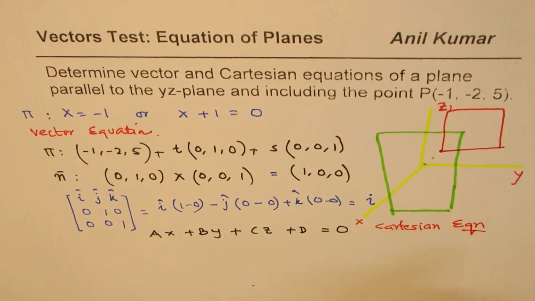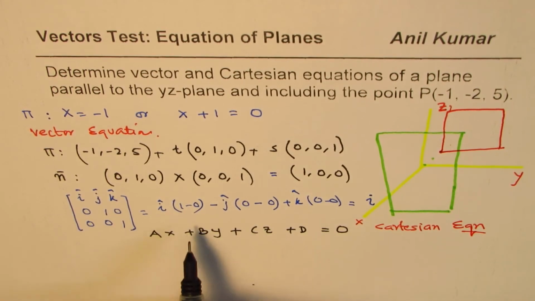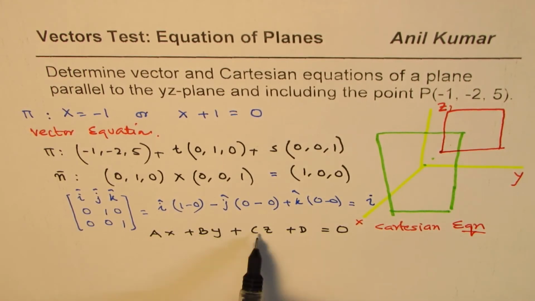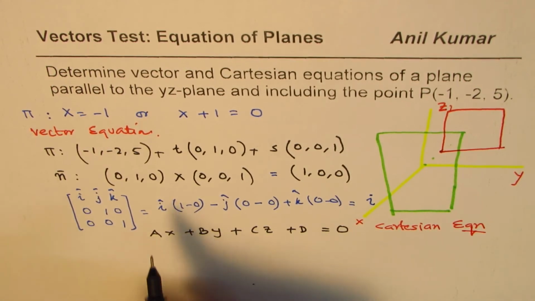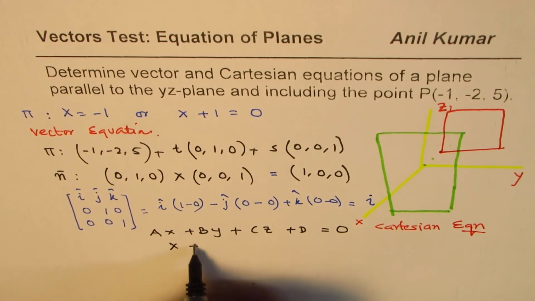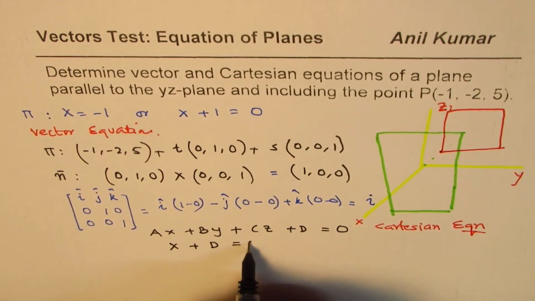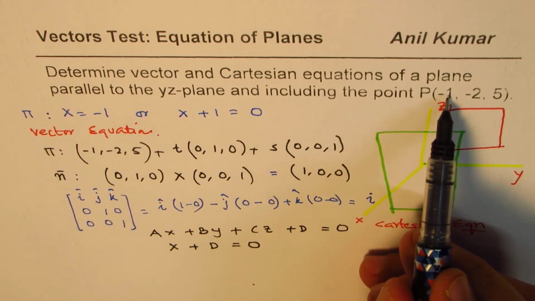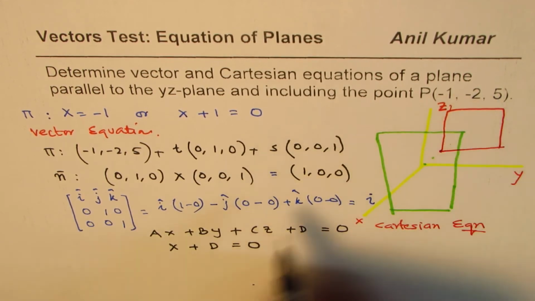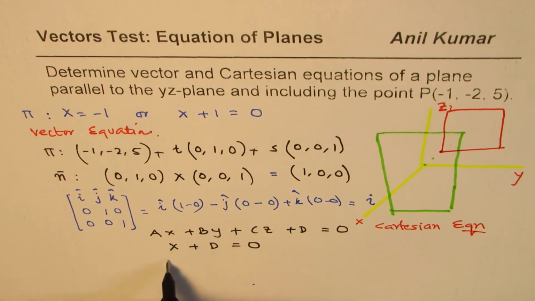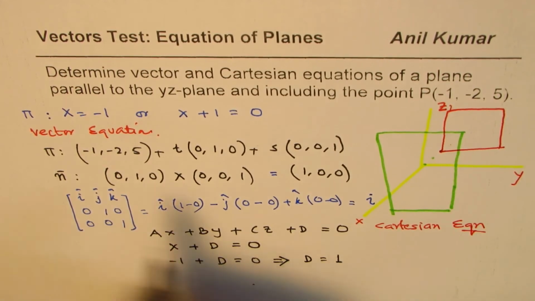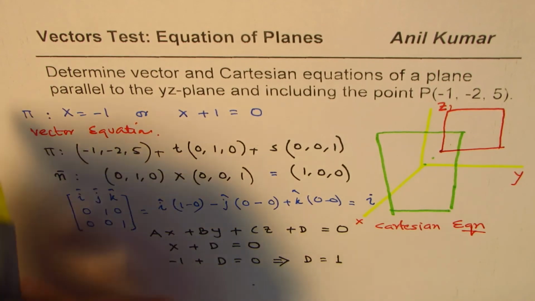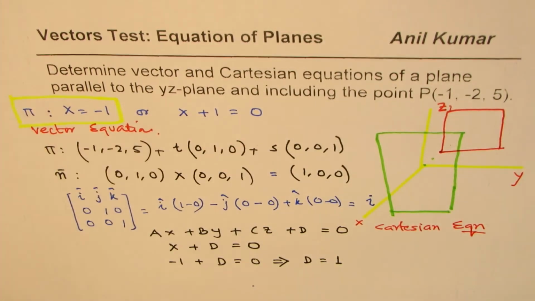So if I write, all these terms are 0, 0, 1 for a, x is your point, so you get x plus d equals to 0. Since the point -1, -2, 5 is there on this, if I write -1 here, so -1 plus d equals to 0 gives you d as equals to 1. And that gives you the equation which we started with. Do you get it?